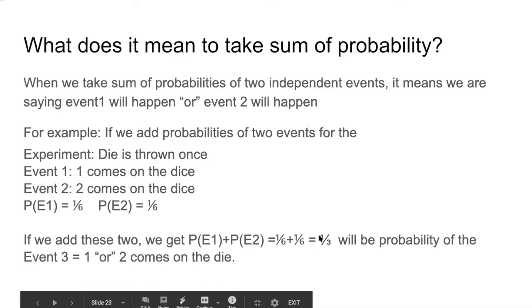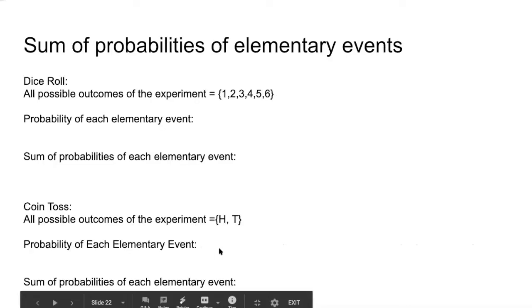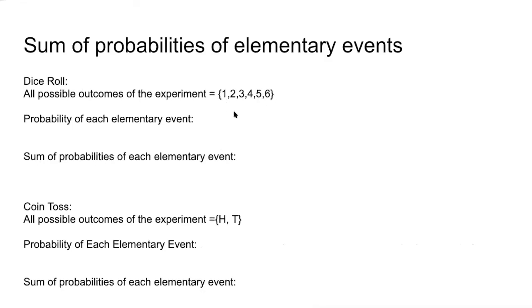So what will this 1 by 3 be? That is the sum. It will be the probability of event 3, which is 1 or 2 comes on the dice. So 1 will come on the dice or 2 will come on the dice. Understood, no? So when we added the probabilities of all of them, what it means is either 1 will come or 2 or 3 or 4 or 5 or 6 will come on the dice.